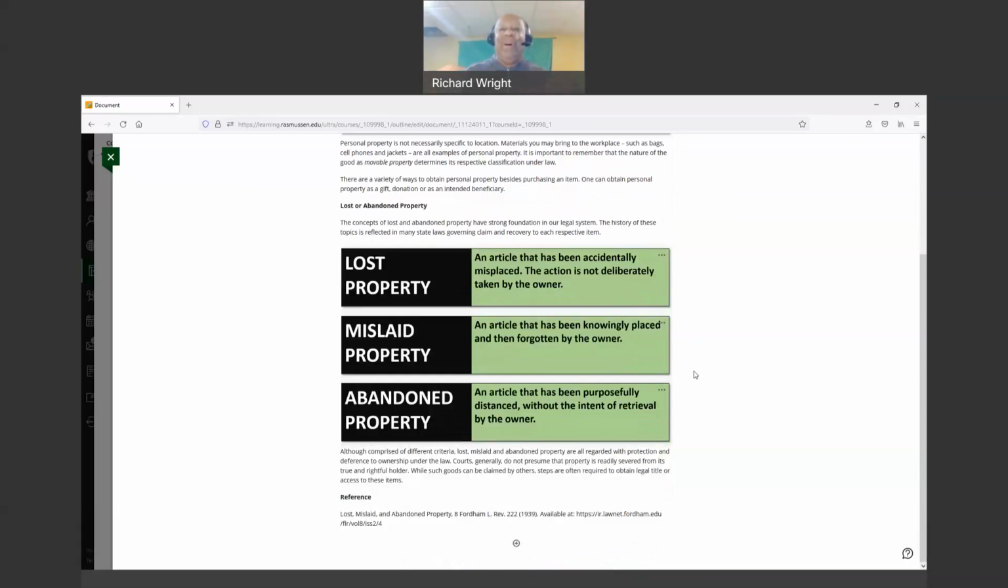It's really simple. Abandoned property is an article that's been purposely disposed of without the intent of getting it back. What's one of the most common places that people abandon property? Throwing it in the garbage can, throwing it on the ground, throwing it away. So you don't want to get too heavily into it. Without the intent of retrieval.